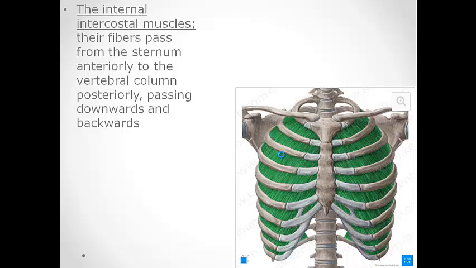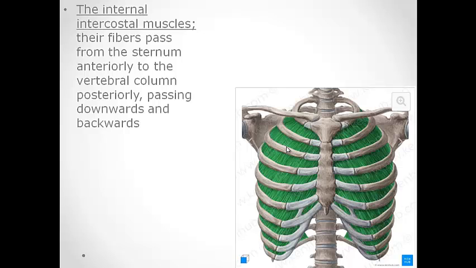In this situation, the muscle fibers are going to start anteriorly from beside the sternum, and they're going to pass posteriorly towards the vertebral column. They're still going to start from the rib above and pass into the rib below. So in this case, the fibers are going to pass downwards and backwards. So here, you've got the fibers of the internal intercostal muscle starting from the side of the sternum, and they pass from the rib above to the rib below, downwards, but they're passing backwards as well towards the vertebral column.